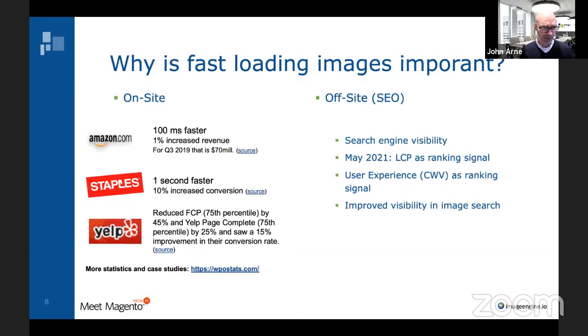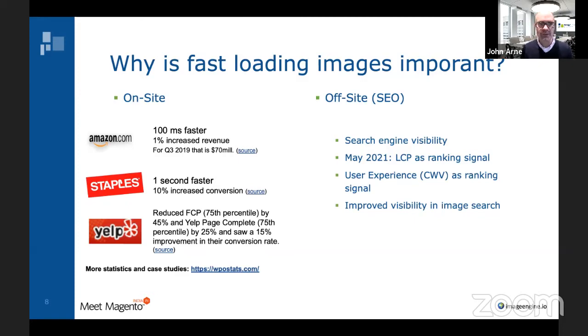Same with Staples, 1 second faster page load time, 10% increased conversions. And Yelp reducing the first contentful paint at the 75th percentile by 45%, and so on. We see that it has a very positive impact.